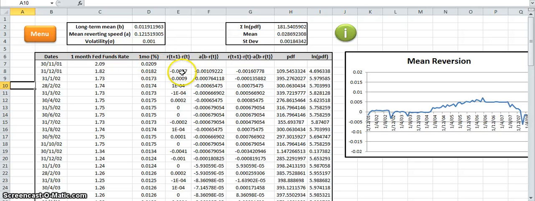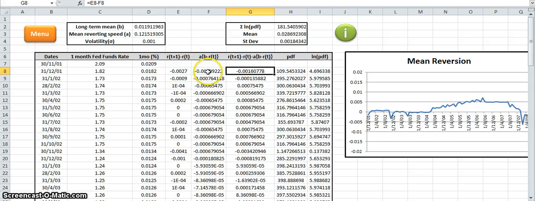First off, what you do is you get the change in interest rates from the previous period, and then you use this formula with, again, much like GARCH, guesses for A, the mean reverting speed, B, the long-term mean, and the volatility, and then you do it for every period, obviously putting in the current interest rate as you can see from the formula.